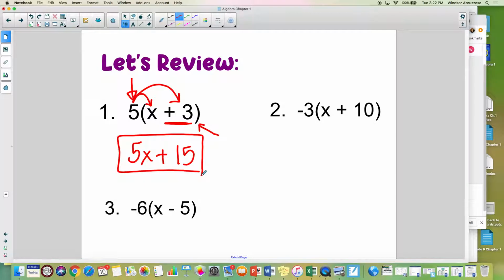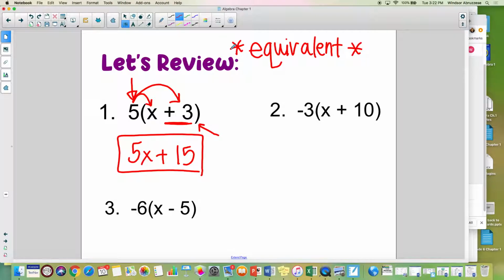And that is how we simplify. It's an expression, so we cannot solve for anything. We are just rewriting it to create an equivalent expression. It's important that you know the word equivalent because we're going to be saying it almost every day in here. Equivalent.